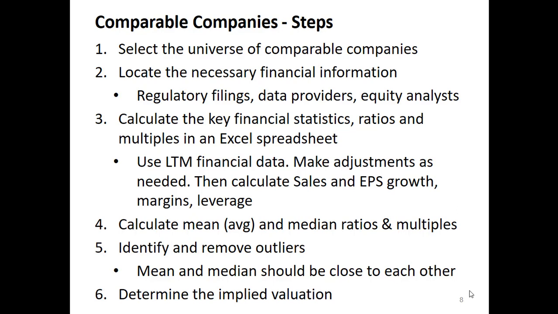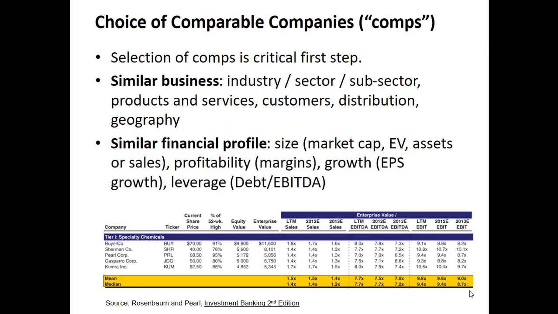You'll calculate the mean and the median of those ratios and multiples to see if they are close to each other, and this may lead you to identify and remove outliers such that the mean and the median do become close to each other. Based on that range of mean and median, you can then calculate an implied valuation. So let's take a look.